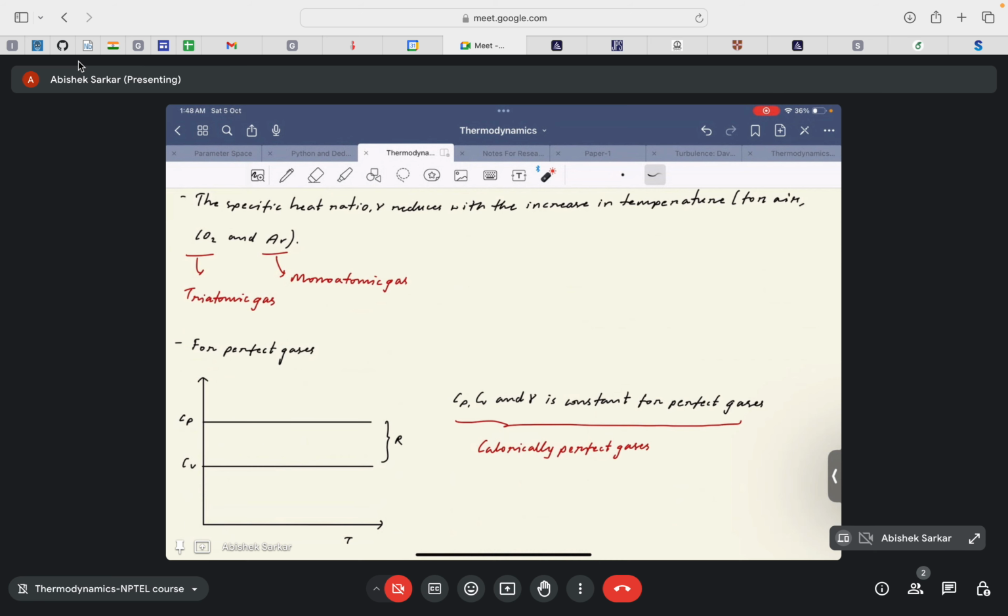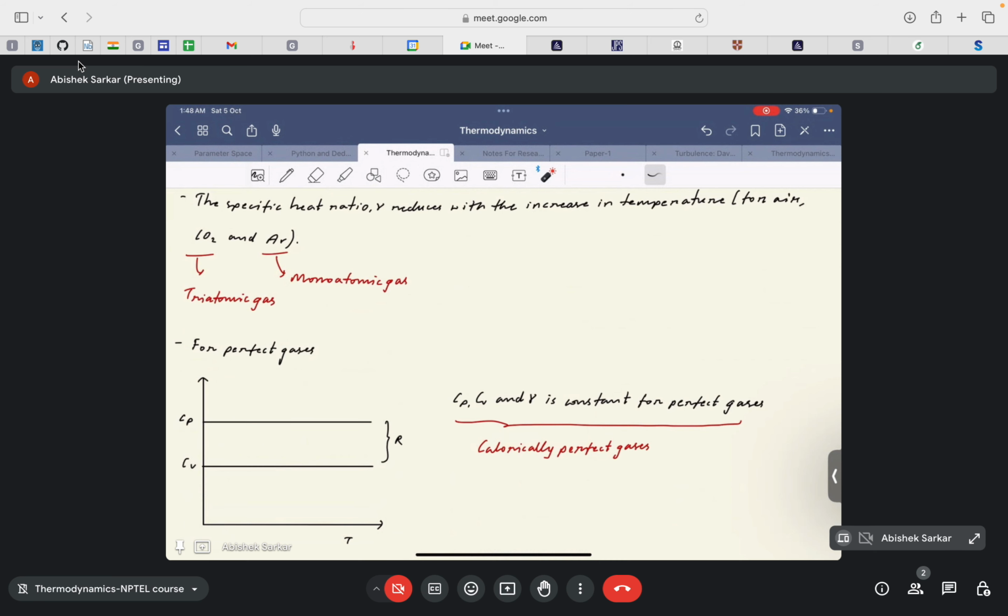Why? Because since Cv and Cp both are functions of temperature, and we know that by definition U is equal to Cv into T and H is equal to Cp into T, and since there's a product between these two functions of temperature, we'll get some curved line rather than a straight line, which is the case of a calorically perfect gas or a perfect gas, where if you plot the internal energy and enthalpy versus temperature, you get a straight line.